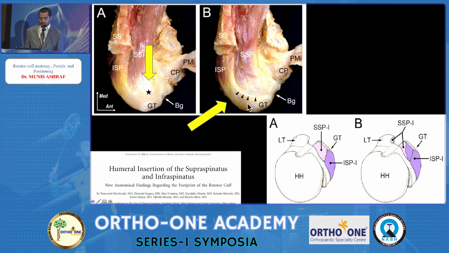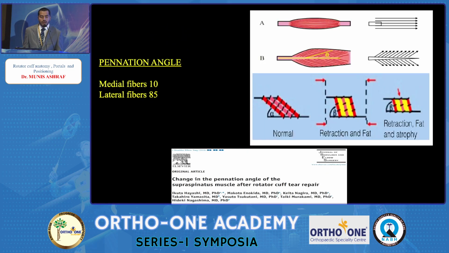Now this is a point to be remembered while repairing the cuff. A point on pennation angle. Pennation angle is nothing but the arrangement of the muscle fibers in relation to the long axis of the supra. In normal terms, the medial fibers have a 10-degree angulation and the lateral fibers have an 85-degree angulation.